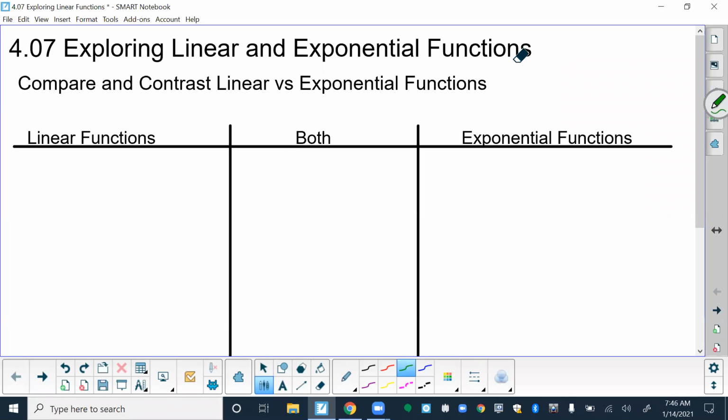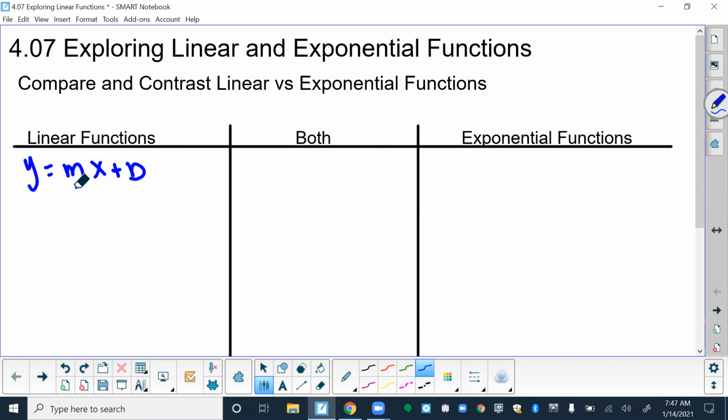Exploring linear versus exponential functions. So the first thing that we're going to do is just describe the difference between the two. Linear functions are in the form y equals mx plus b. That's just your regular slope-intercept form, where we have a constant rate of change.